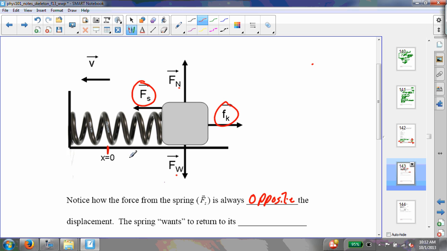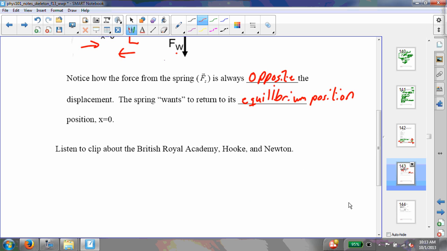So anytime the spring is stretched beyond this point, the force is always going to be in that direction. And anytime the spring is compressed to that side of the equilibrium position, the force is always going to be in that direction. You can think of it that the spring wants to return to its equilibrium position. Sort of a very Aristotelian idea, that it wants to return to this resting position. It has this restoring force.